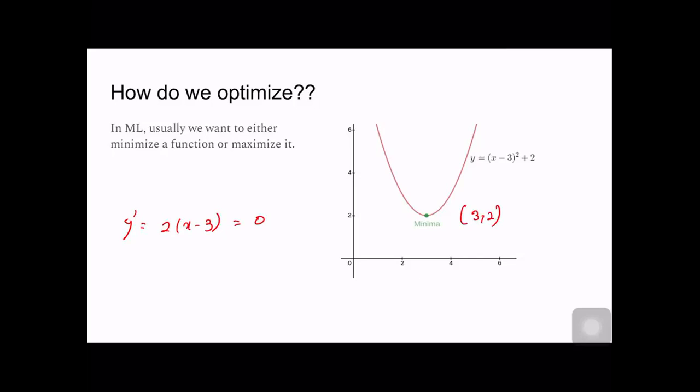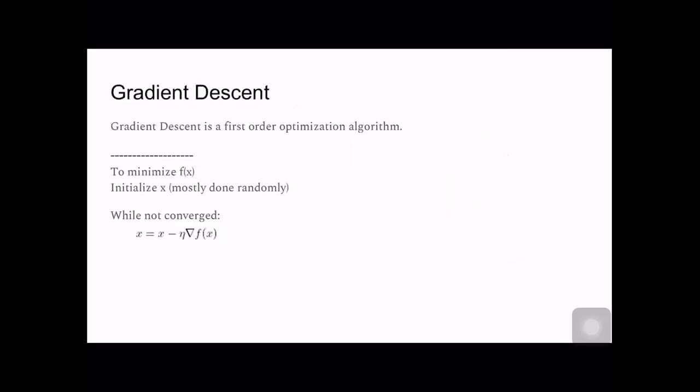But this was an example of a closed form solution. By closed form, I mean that the solution is very easily achievable, but many times you will face the problem that your solutions are intractable or there are no closed form solutions. And in those cases, we use something called an optimization algorithm. One such optimization algorithm that is heavily used in the ML community is called gradient descent.